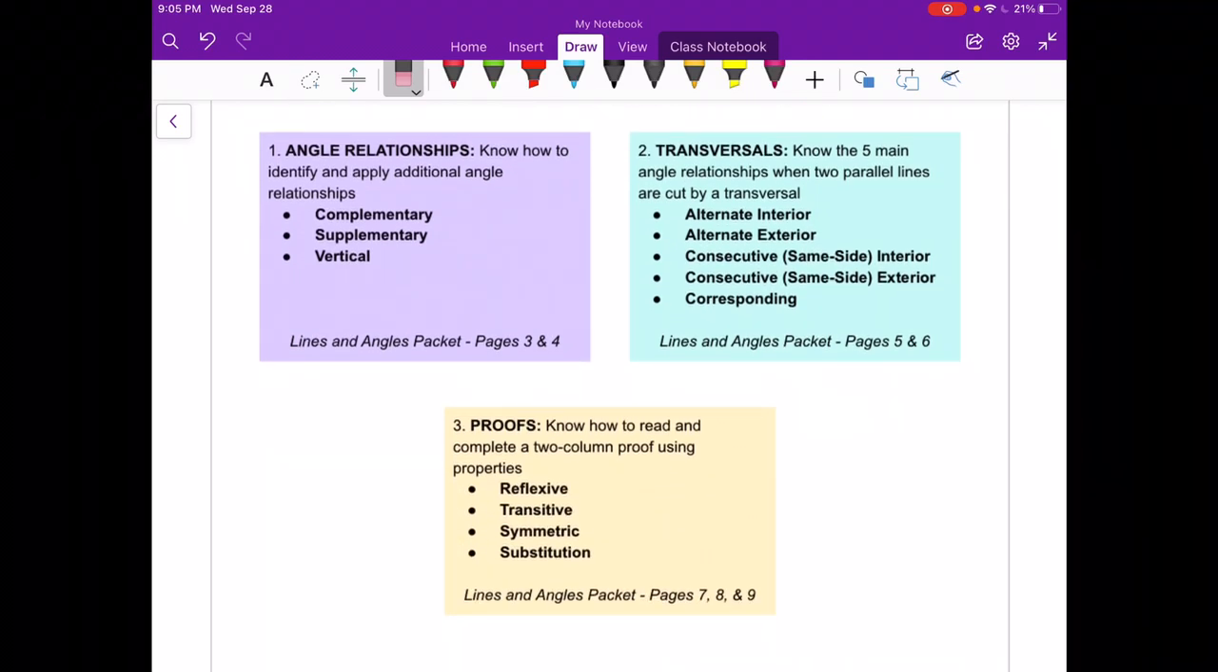Last but not least, you should know how to read and complete two-column proofs using all of the vocab that we've learned, and in addition, the 4 important properties like the reflexive, transitive, symmetric, and substitution properties. If you have any questions or concerns, all of this information can be found in the lines and angles packet that we've already completed in class. So with that being said, let's get right into the review.